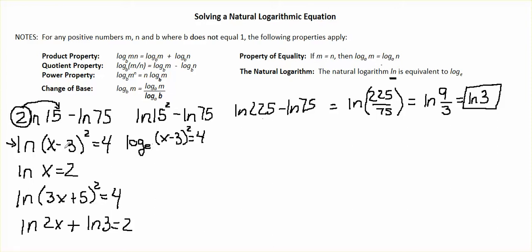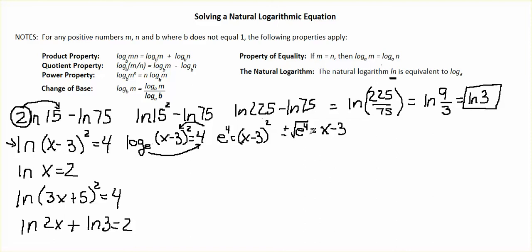Since ln and log base e are equivalent, now I can go e to the fourth equals this. So it's going to be e to the fourth equals (x minus 3) squared. And how do I get rid of a square? I take the square root of both sides. And remember, when you take the square root of both sides, you need a plus or a minus in front. So it's going to be plus or minus the square root of e to the fourth equals x minus 3.